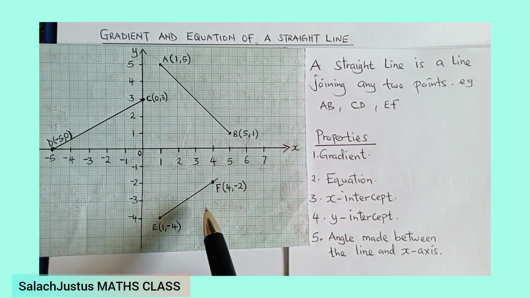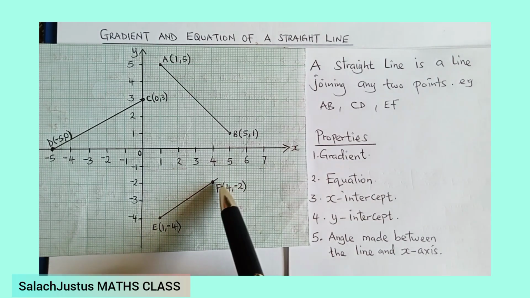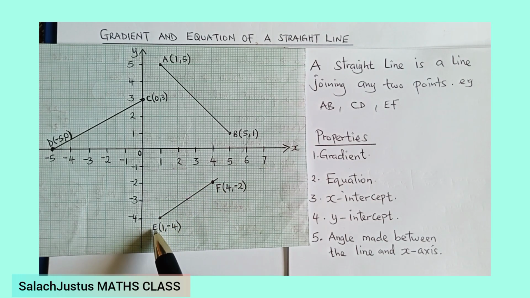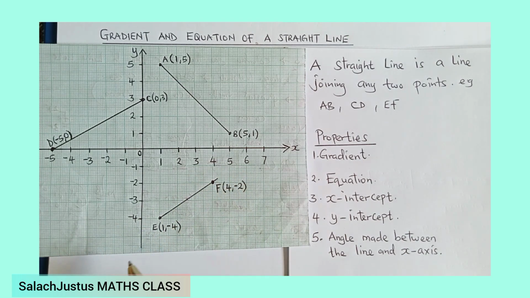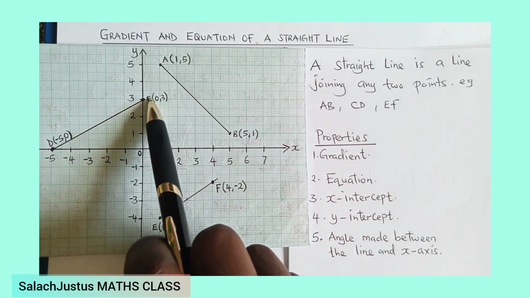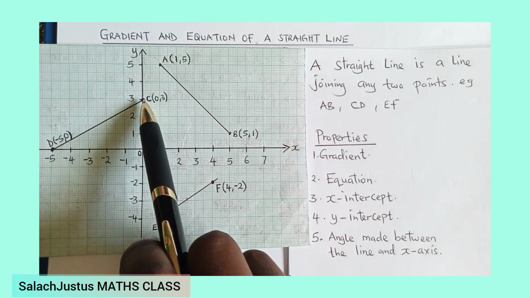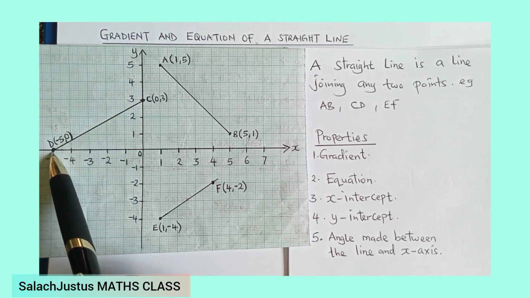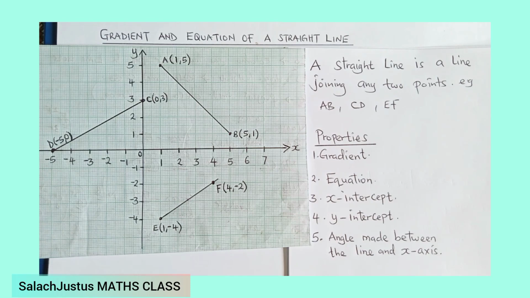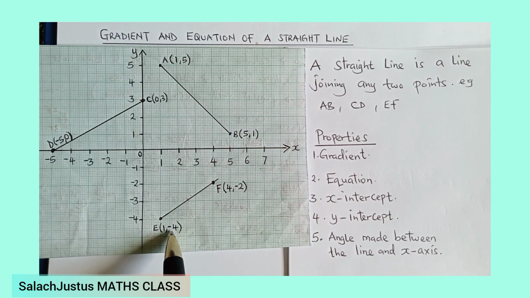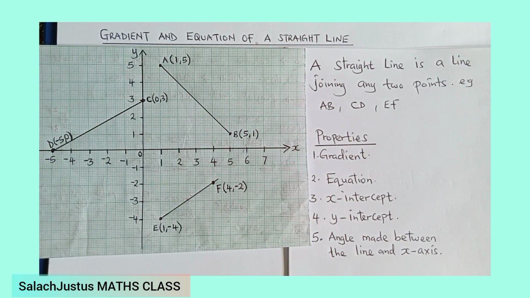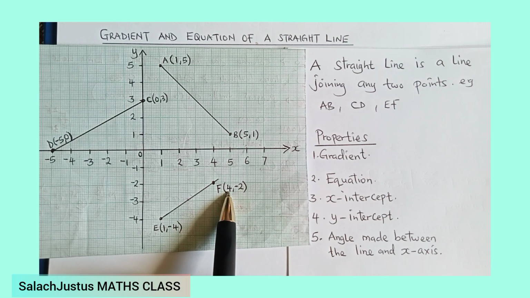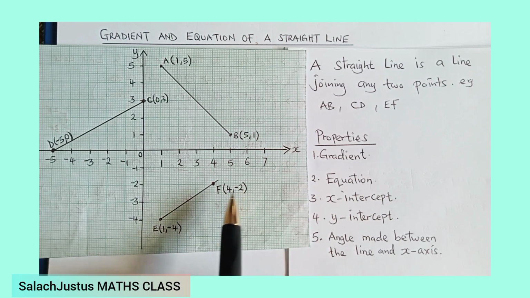We have other lines: EF, a line joining point E and F, is called line EF or FE, whichever way you want to call it. We have CD, a line joining the points C and D, or D and C, which makes another straight line. So these I've written in brackets are called coordinates. Coordinates are the position of a point. First, how far is it from the x-axis? Then next, how far is it from the y-axis?